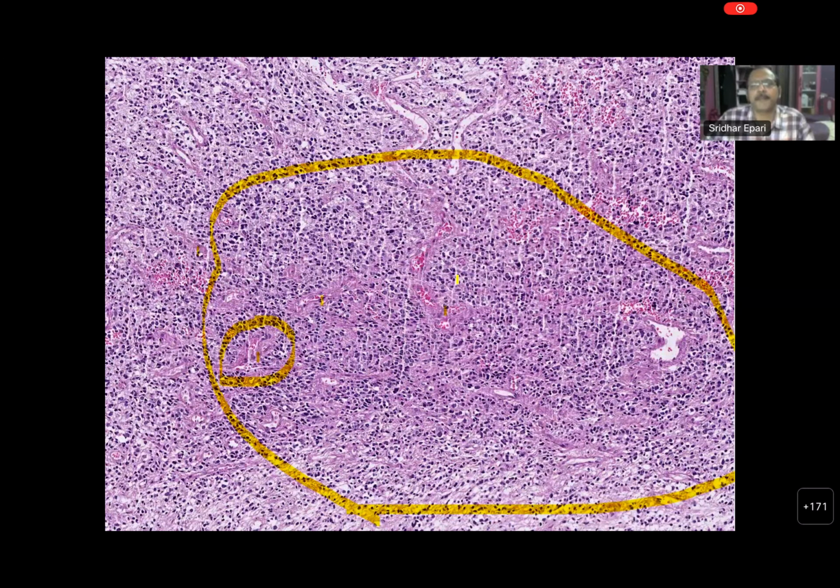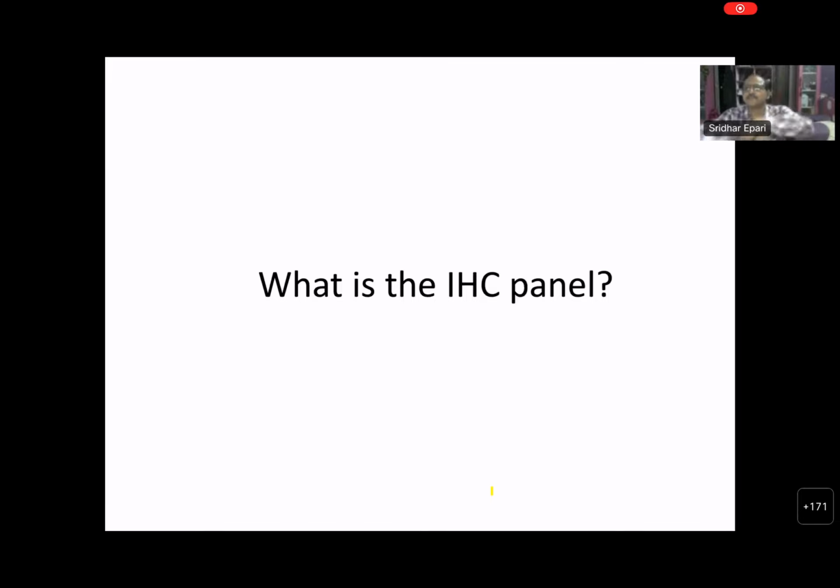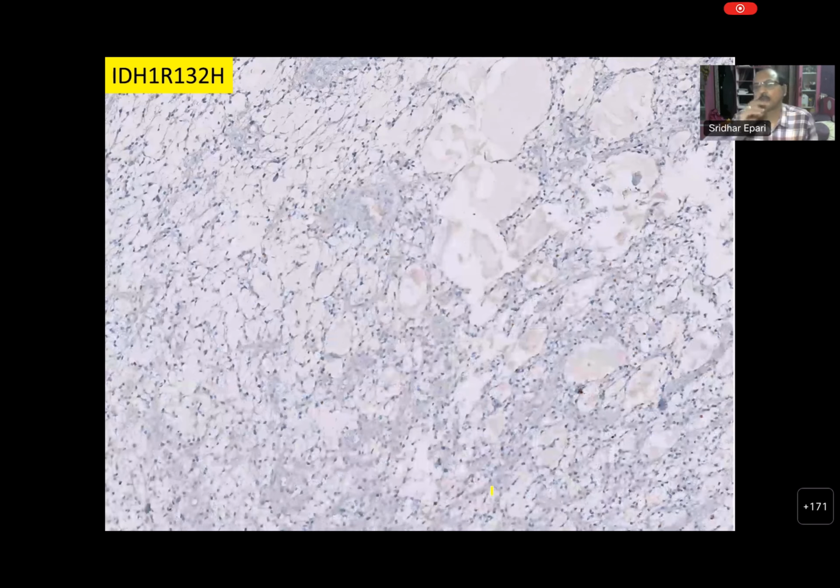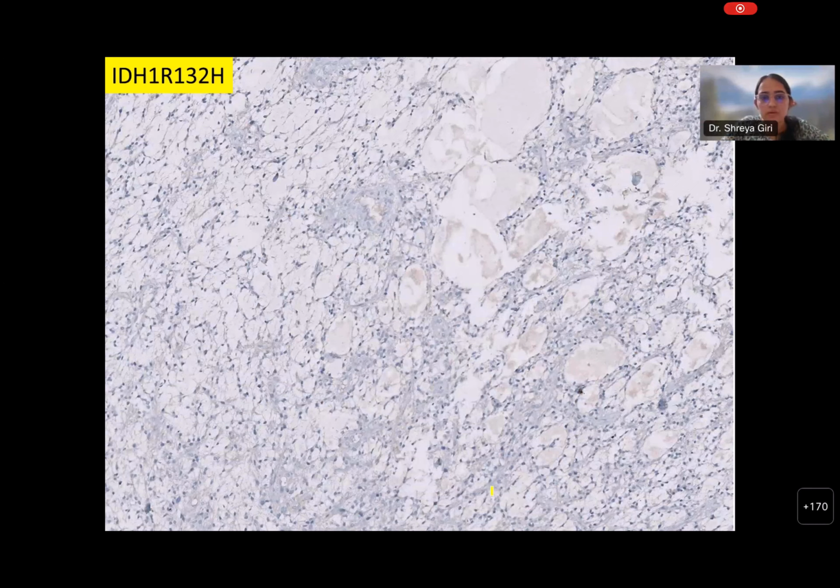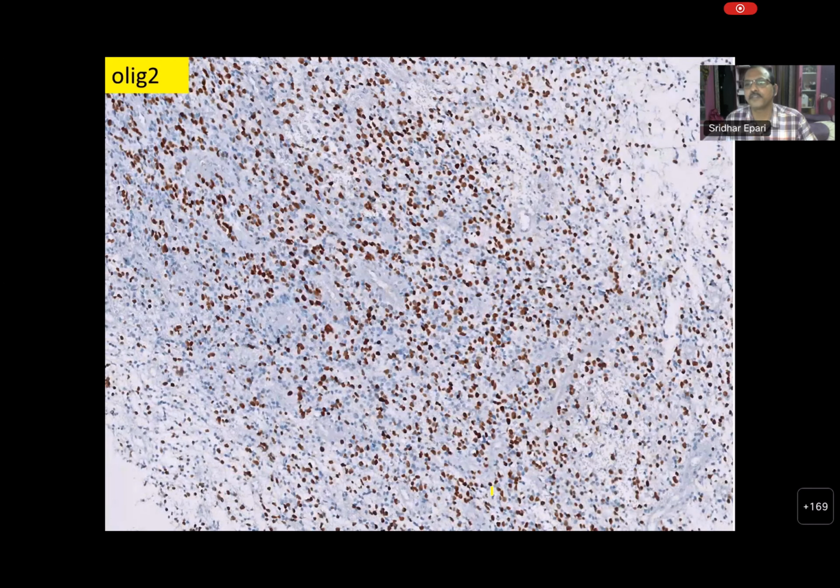At this point, what panel do you want to do? I will go for IDH R132. Now you have understood very clearly that whenever you see an adult diffuse glioma, irrespective of astrocytic or oligo-like morphology, you first start with IDH. How will you interpret IDH? It is negative, sir. It's negative. The positivity seen is in a glial cell, so it tells you it's a glial tumor.